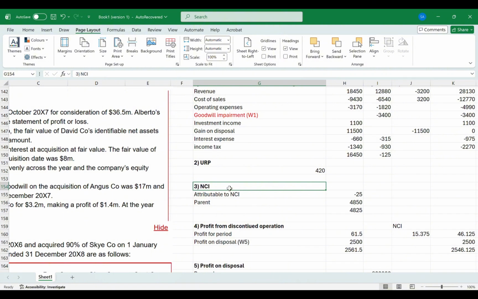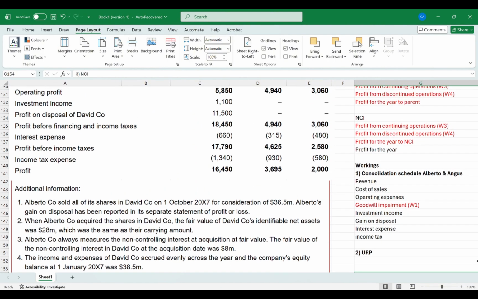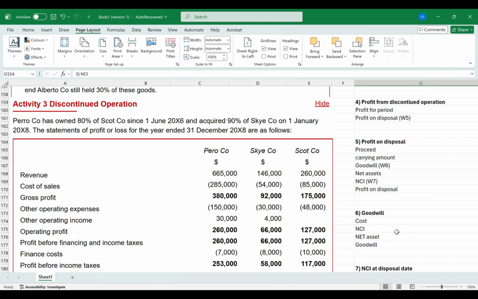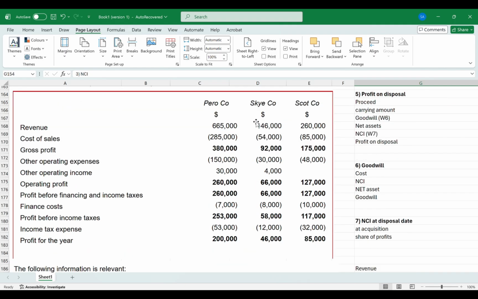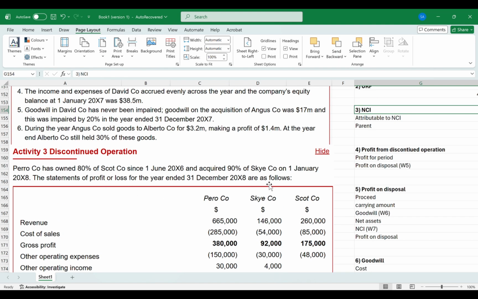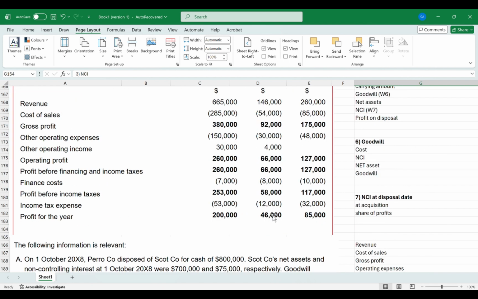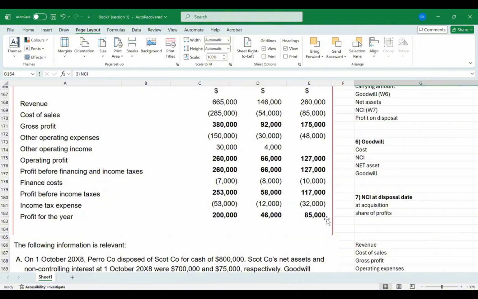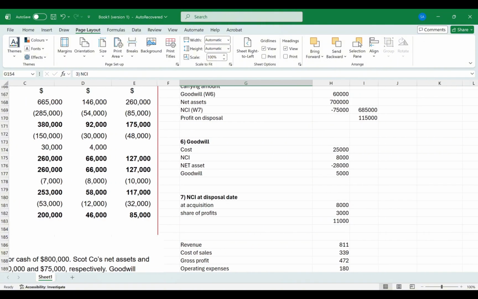So if you see, the profit that goes to NCI, which subsidiary is staying? Sky. Sky's profit is 46, right? So from this 46, Sky's percentage is what? 90. So NCI will be having 10% of this. And this is from discontinuing operation. That is this Scott you have purchased 80. So you will be having 20% of the discontinued profit that you have already got.